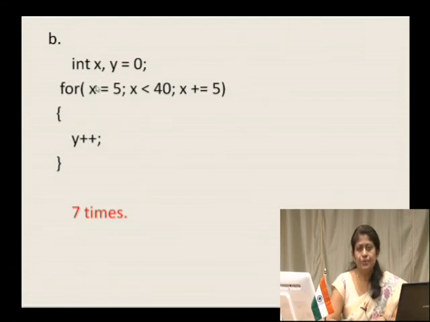Similar to this, you have another program code. That is, for x is equal to 5, x less than 40, x plus equal to 5. That is, every time the increment is going to happen by 5. So, the number of times this loop body is going to be executed is 7 times. Just recheck it and find out why it is 7 times.